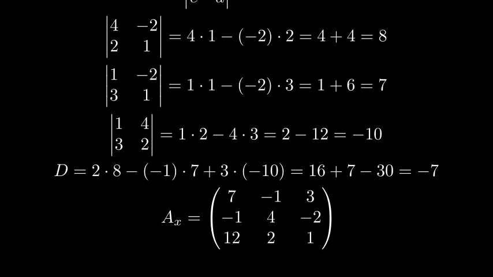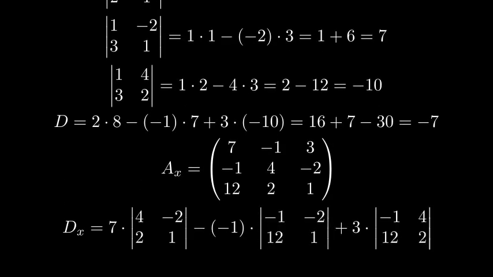We calculate the determinant of A_x using the same method. D_x equals 7 times the determinant of the submatrix formed by removing the first row and first column, minus -1 times the determinant of the submatrix formed by removing the first row and second column, plus 3 times the determinant of the submatrix formed by removing the first row and third column.